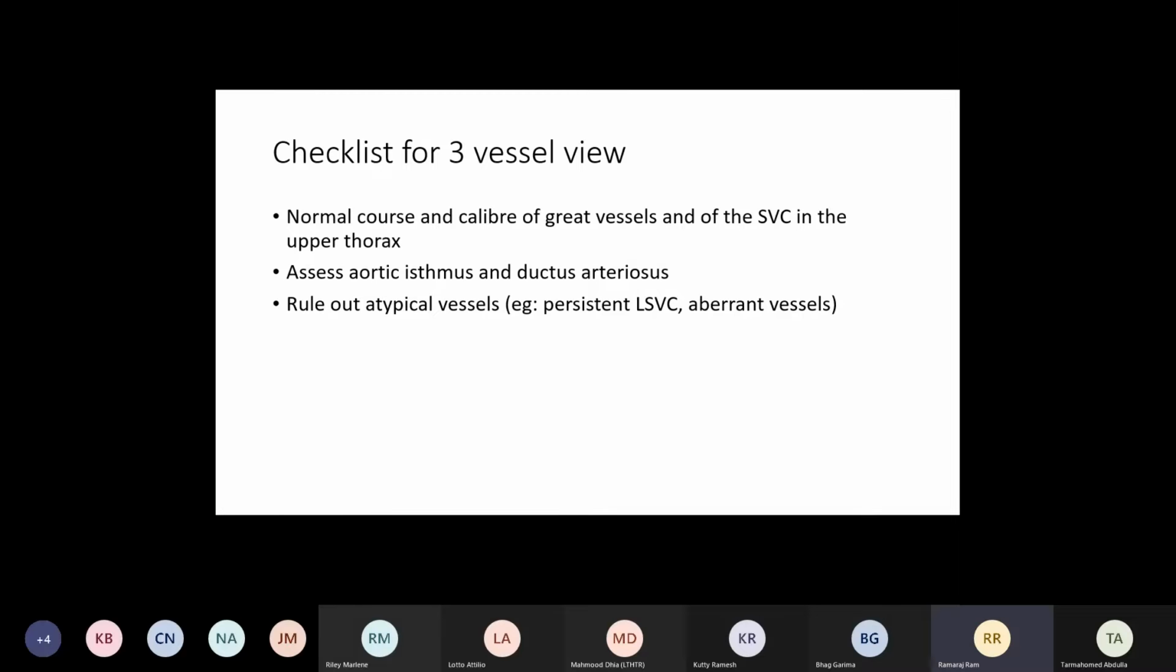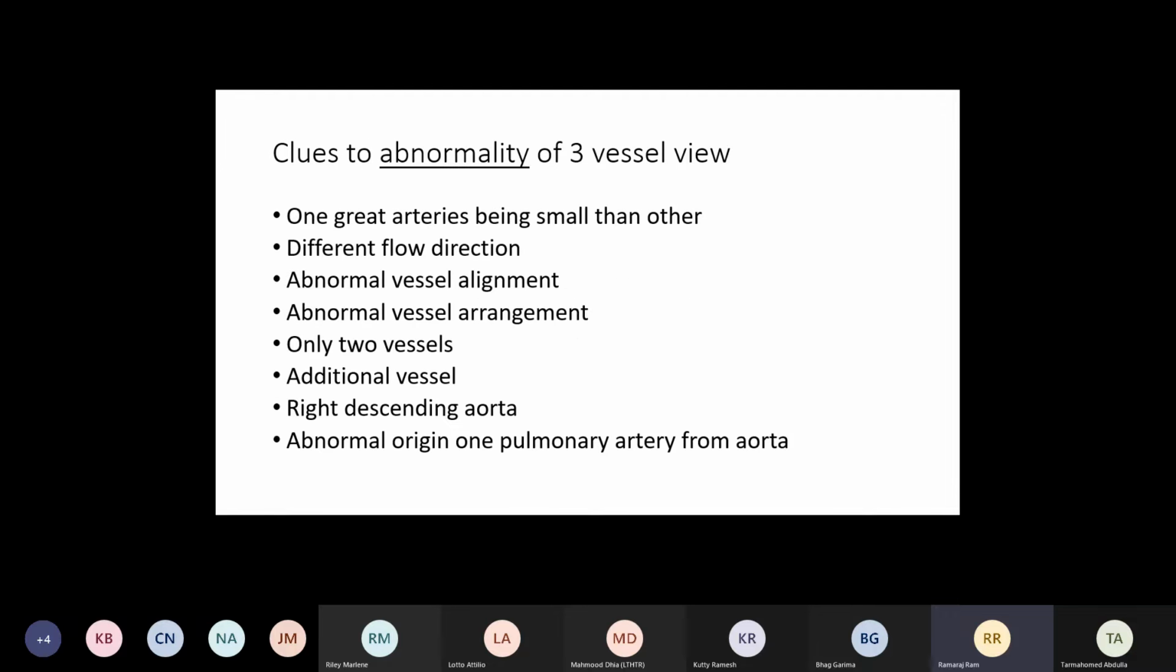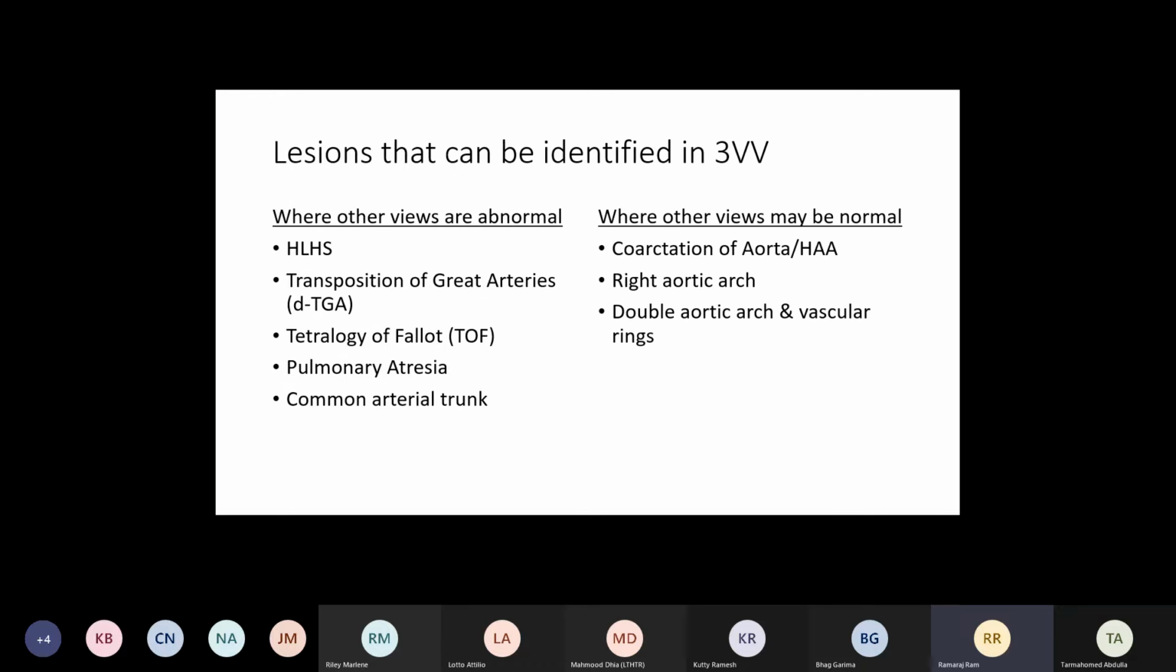So three vessel abnormalities. I think we have gone through this. So you could pick up more abnormalities, like, as I think Caroline has covered this topic, all the different arch problems, hypoplastic, interrupted arch, or right aortic arch, double aortic arch, or aberrant vessels. These abnormalities can be picked up in three vessel views.